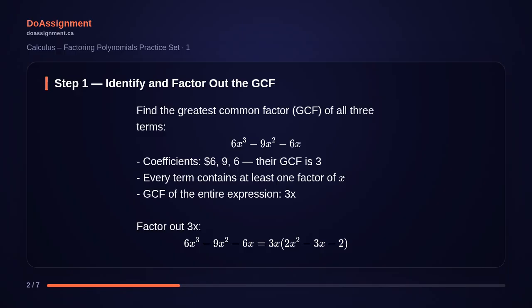Start by finding the greatest common factor of all three terms. The GCF of the coefficients 6, 9, and 6 is 3, and every term has at least one factor of x. So we factor out 3x, leaving 2x squared minus 3x minus 2 inside the parentheses.